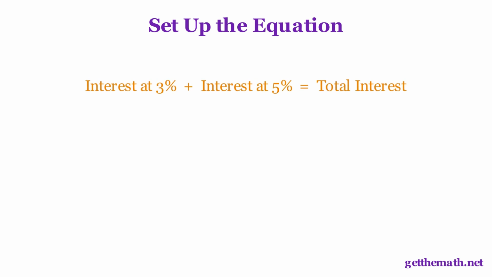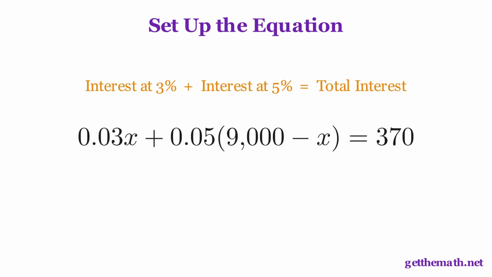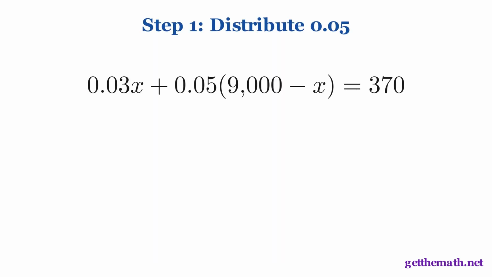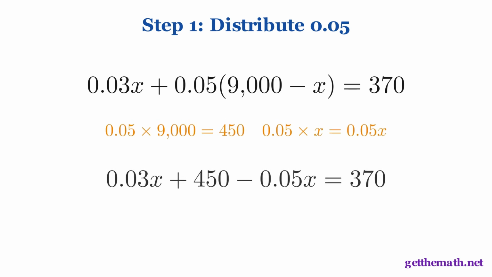So our equation is 0.03x plus 0.05 times the quantity 9,000 minus x equals 370. Step 1. Distribute 0.05 through the parentheses. 0.05 times 9,000 equals 450. 0.05 times x equals 0.05x.